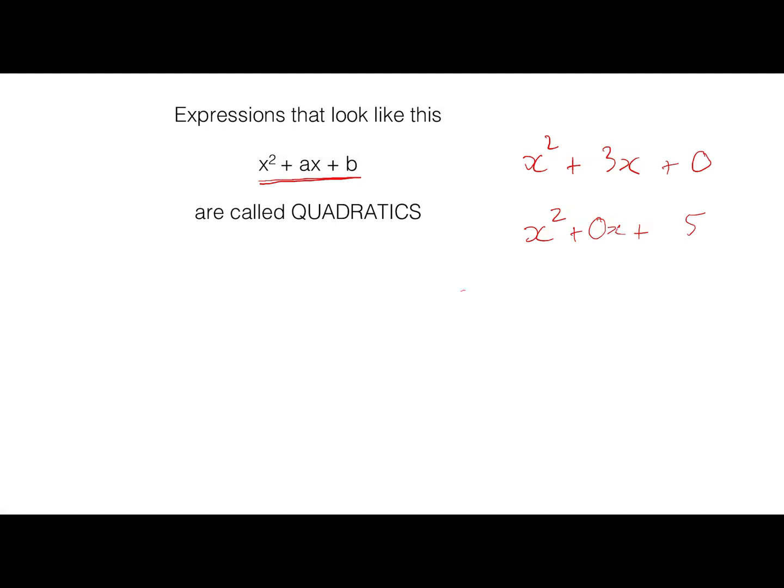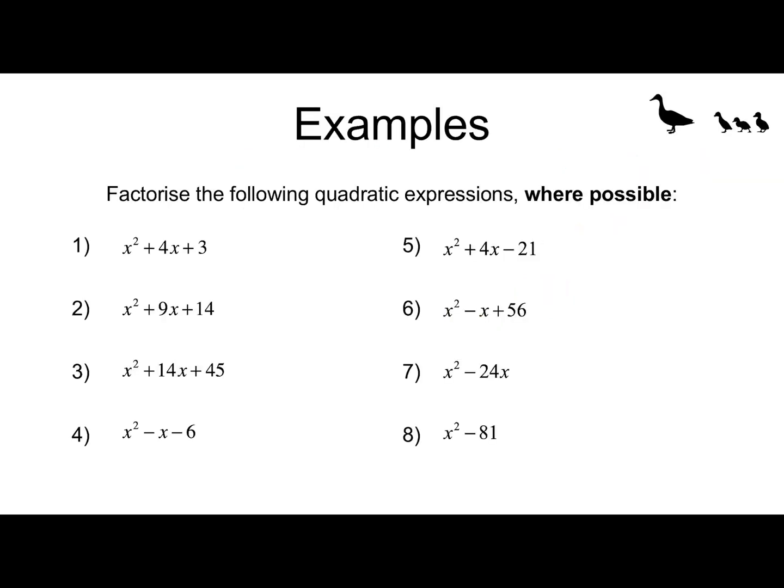So x squared plus 3x is a quadratic, and x squared plus 5 is also a quadratic because it is following this form here: some x squared plus some amount of x plus something. Okay? So these are called quadratics. So what we're actually learning this week is factorising a quadratic, factorising something that looks like this.